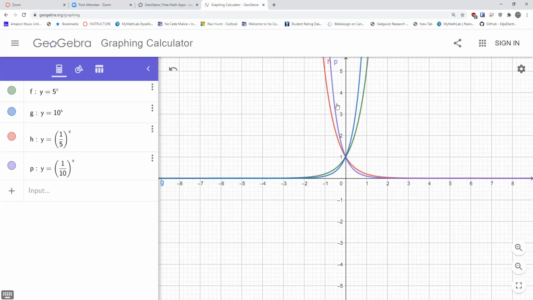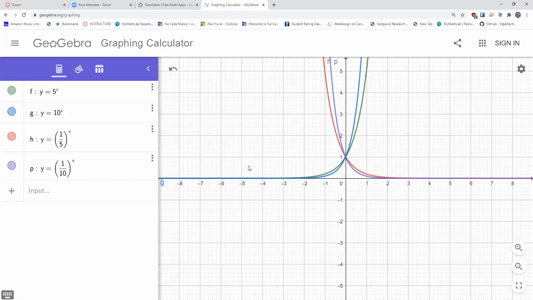And then also the blue and the purple one. These two are also reflections of each other through the y-axis, because one of them is 10 to the x and the other one is 1/10 to the x. Okay, so just look at that. Let's answer the questions, and then I'll come back and try to explain why those are reflections of each other.